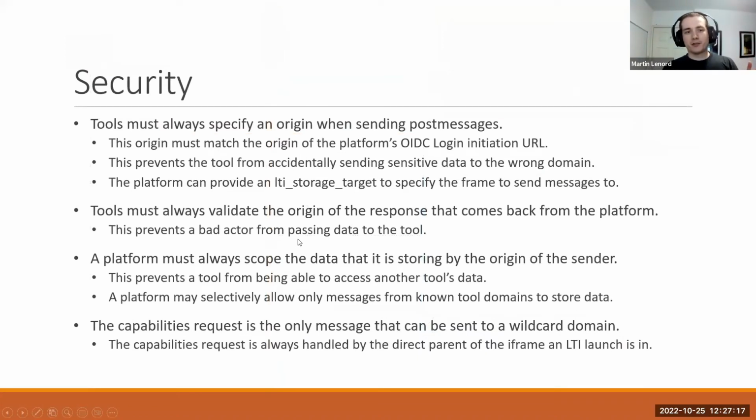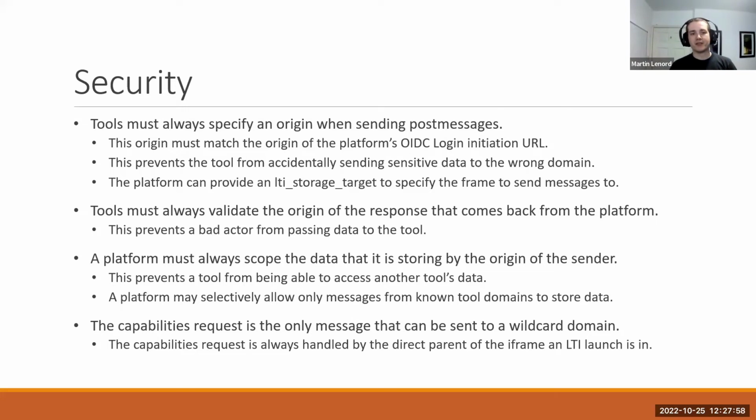So a couple of things around security just to note. As we said, the tool must always specify an origin when sending a post message. The origin must match the origin of the platform's OIDC login initiation URL. It must match exactly: the same port, the same domain, same subdomain, the same scheme. It should always be HTTPS, but that can't be different. So this prevents the tool from accidentally sending sensitive data to the wrong domain.